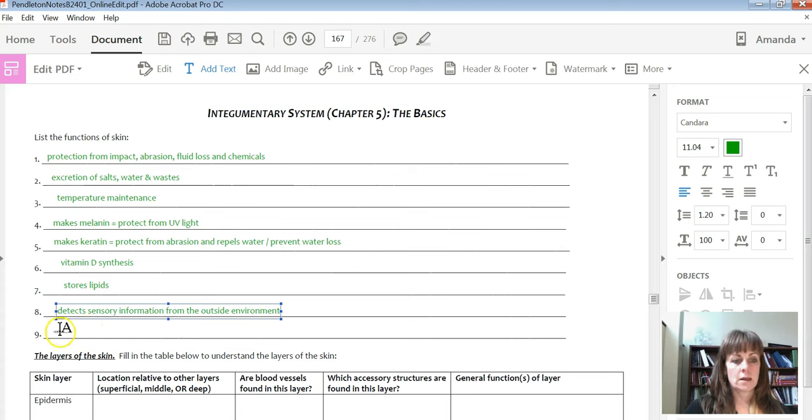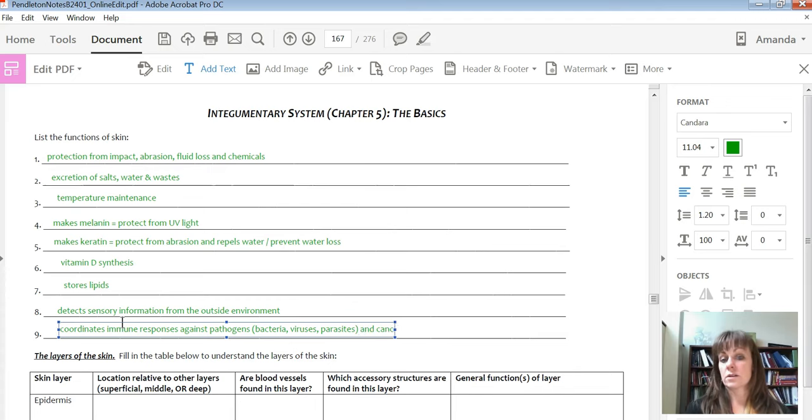Okay. And then the last one listed in your book is that it coordinates immune responses against pathogens such as bacteria, viruses, parasites, and cancer cells. Okay, so these are some of the major functions of the skin right there.